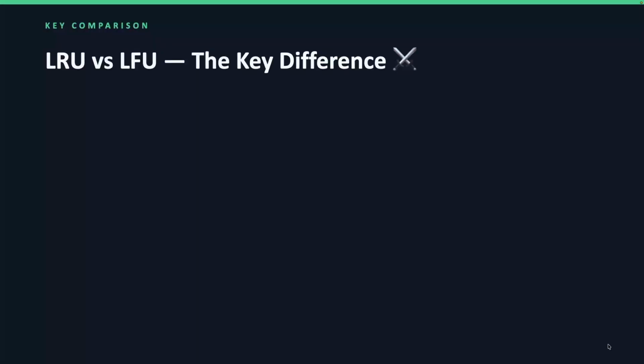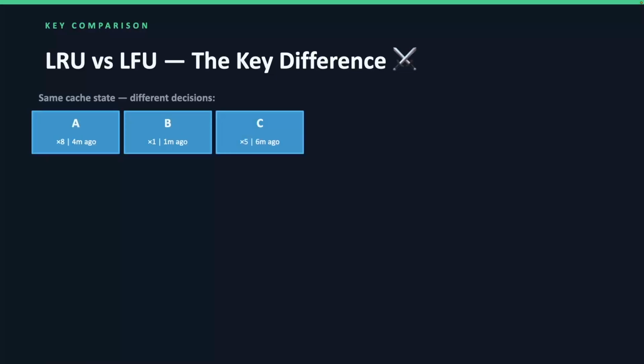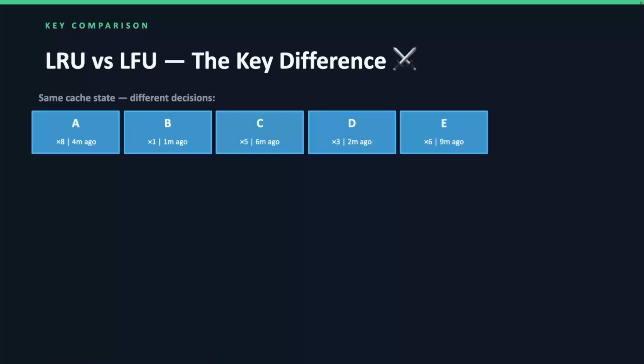Now, let me put LRU and LFU side by side because these two are the most commonly confused. They both sound similar, but they make completely different decisions. Look at the shared cache state on screen. Each item has two pieces of information: how many times it has been accessed and when it was last accessed. Item A, 8 times, 4 minutes ago. B, 1 time, 1 minute ago. C, 5 times, 6 minutes ago. D, 3 times, 2 minutes ago. E, 6 times, 9 minutes ago. Same cache, same items. Now let us see what each policy decides.